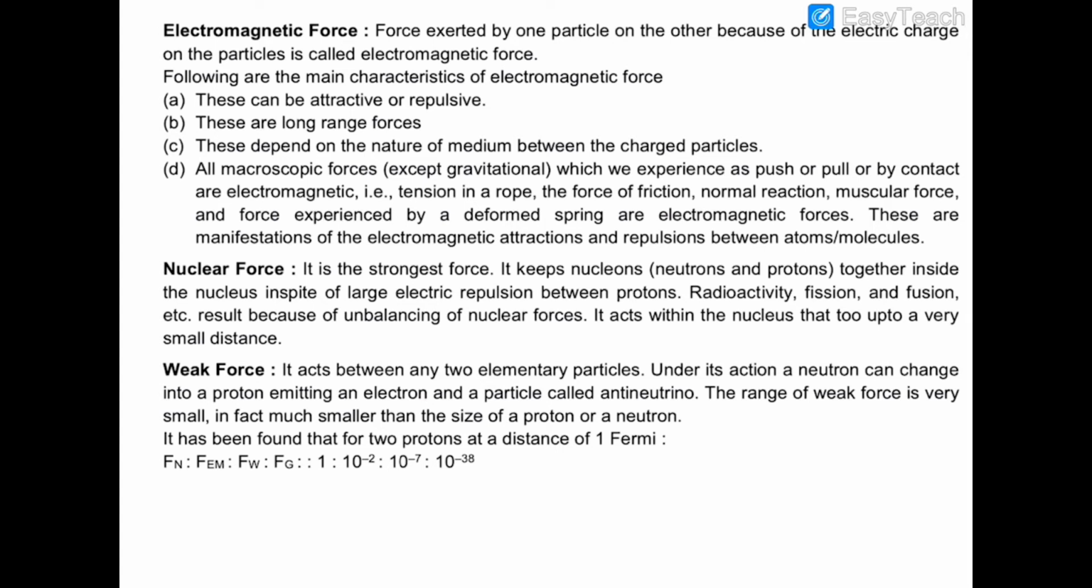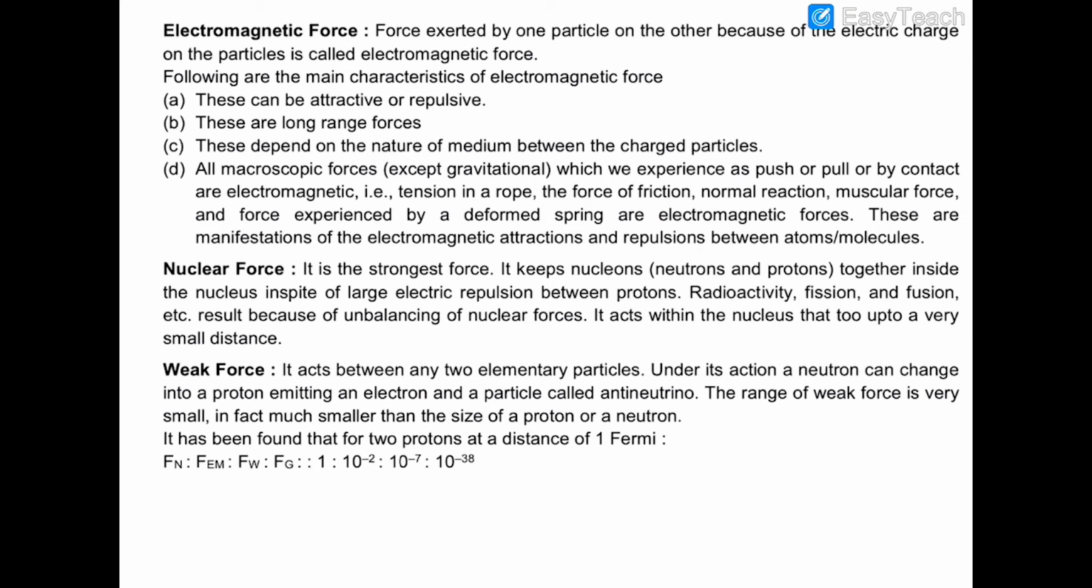So the size of a proton is about 1 angstrom to 1 fermimeter. So these are short range forces, and they act when the distance between the proton and neutron is very small, of about 1 fermimeter.